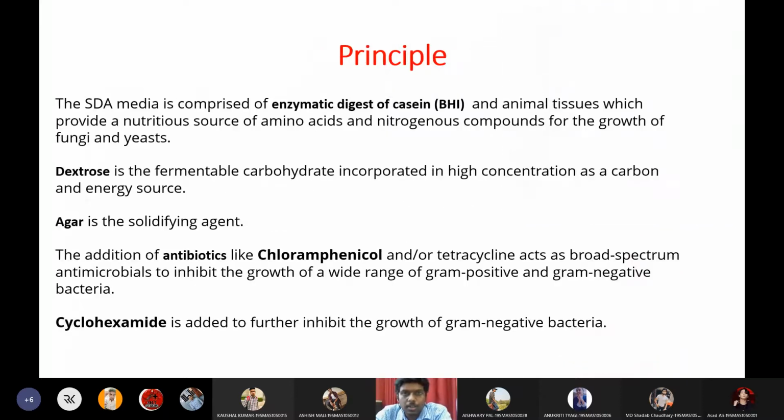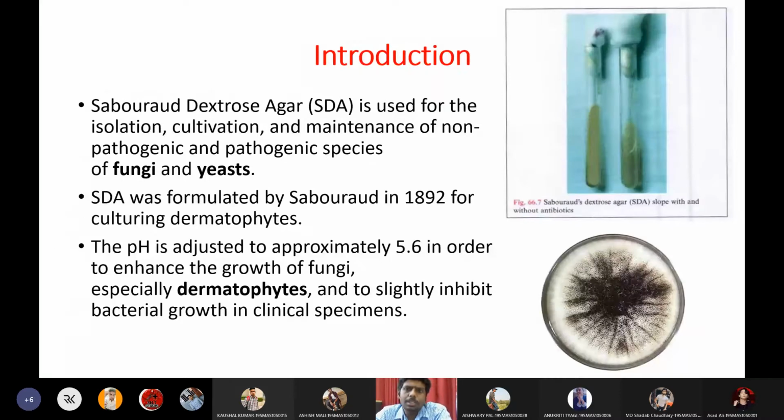Next, what are the chemical constituents of the SDA? What is the composition of SDA? The composition itself speaks the principle of SDA. Why does SDA particularly allow the growth of fungi? Why not others? What is the reason behind this particular mechanism? Why does SDA favor fungal growth?